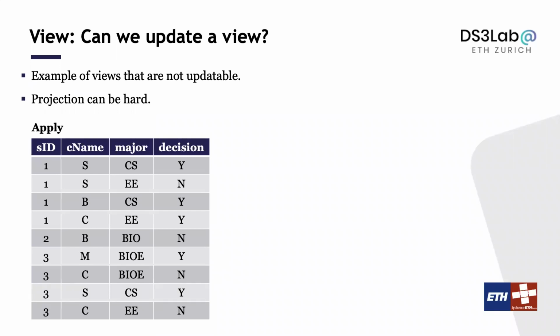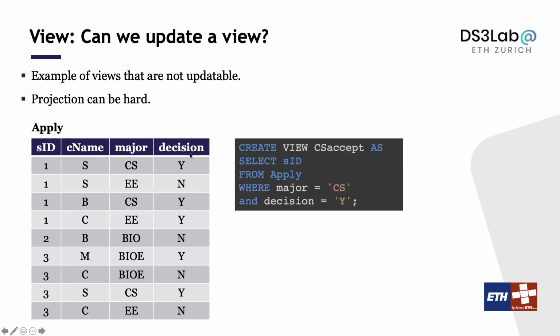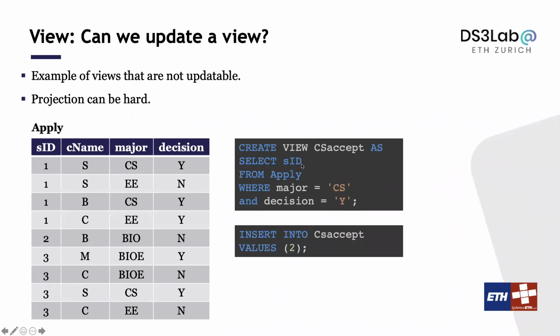So let's take this example. It's an Apply table. You have student ID, student name, the major of the student, the decision of the application, and so on. And then I have a view, which is a projection. I just do some filter on the Apply table. I take major equal to CS, decision equal to Y, and I only project the student ID. In this case, if you want to insert into this view a new student with student ID equal to 2, it's not really easy to update because you don't know what to fill in for all the other columns.